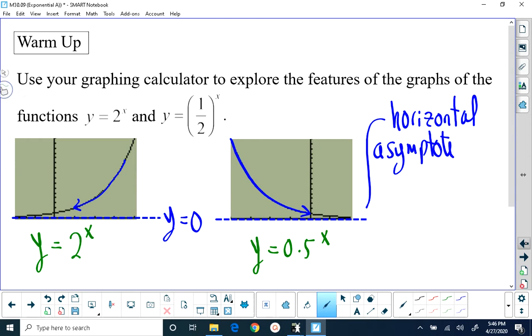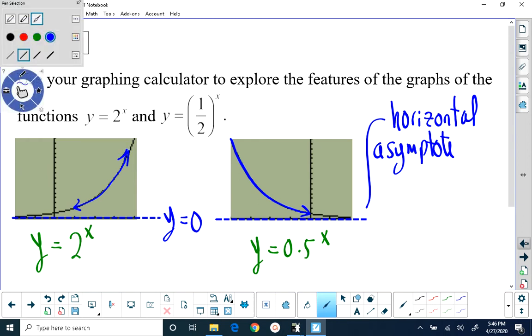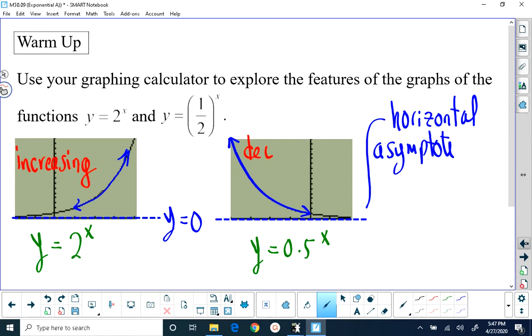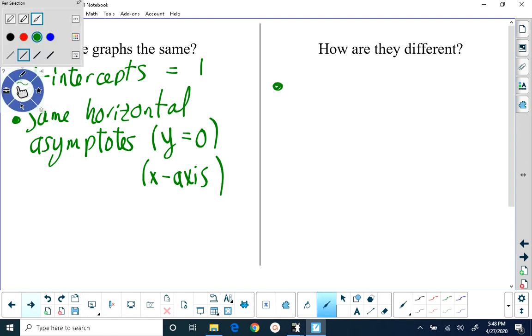When you take a look at the graph on the left, this is what's referred to as an increasing exponential function. And the graph on the right is referred to as a decreasing. When we use the words increasing and decreasing, it always is in reference to what's happening to y as we go from left to right. So when I look at left to right here on the graph of y equals 2 to the x, the graph takes off. It gets bigger and bigger. When I look at left to right for the graph of y equals 0.5 to the x, it keeps getting smaller, left to right.